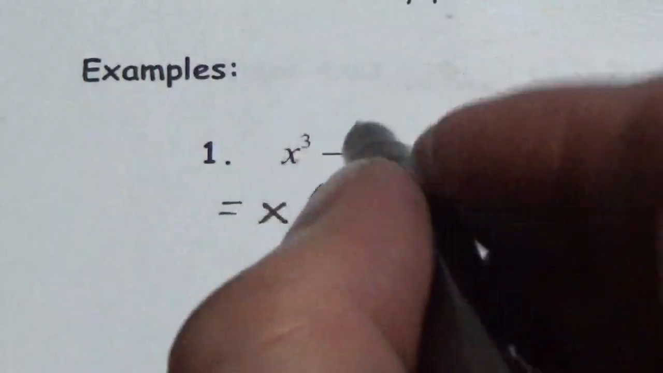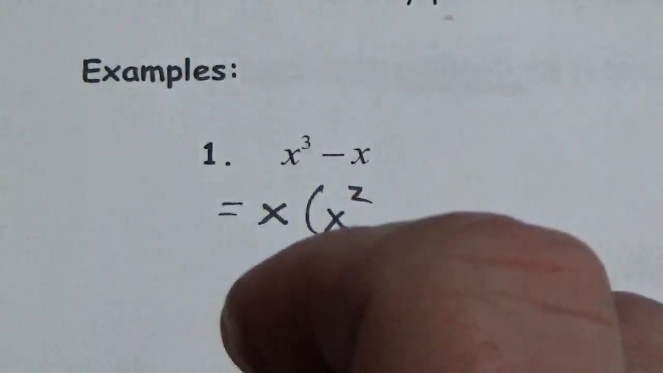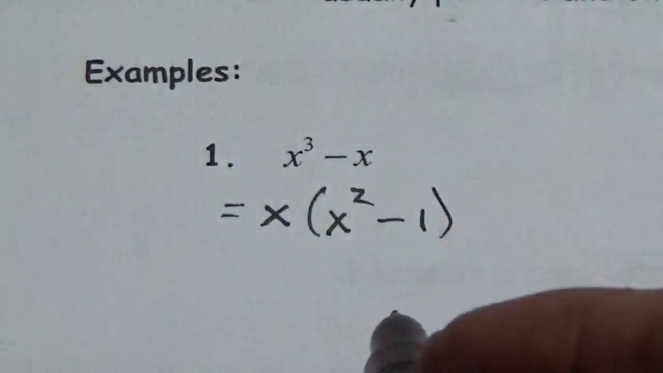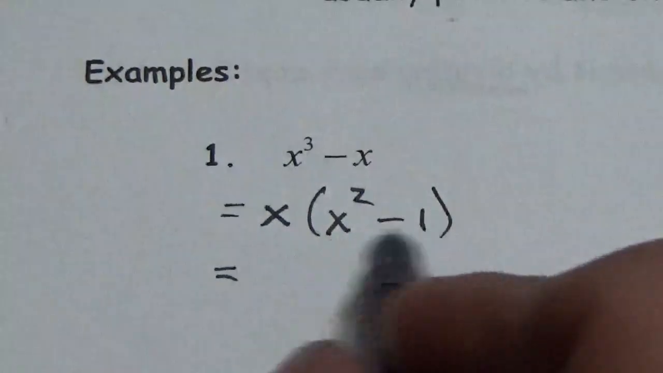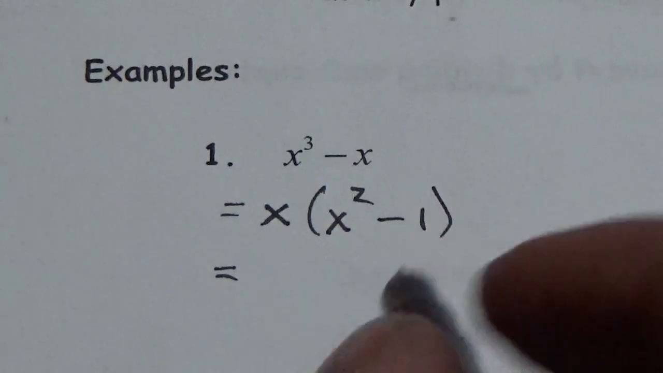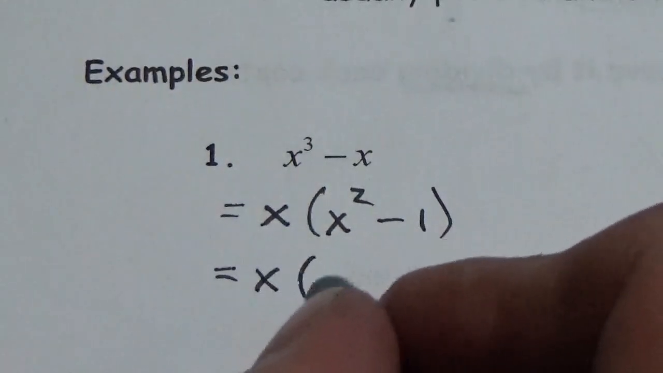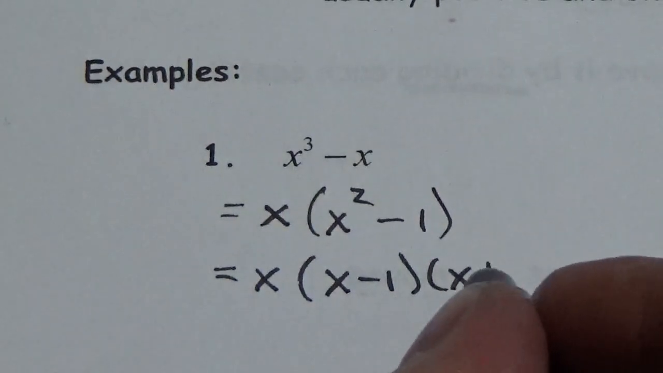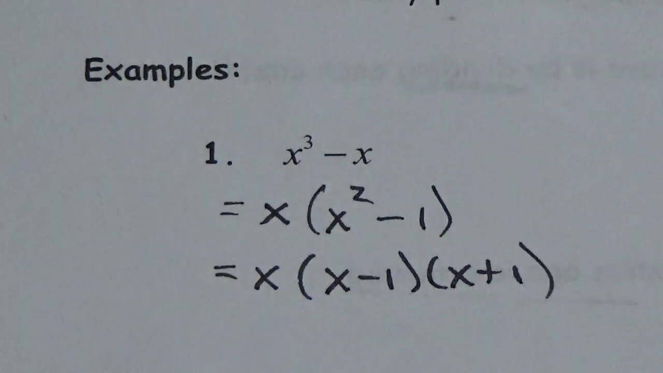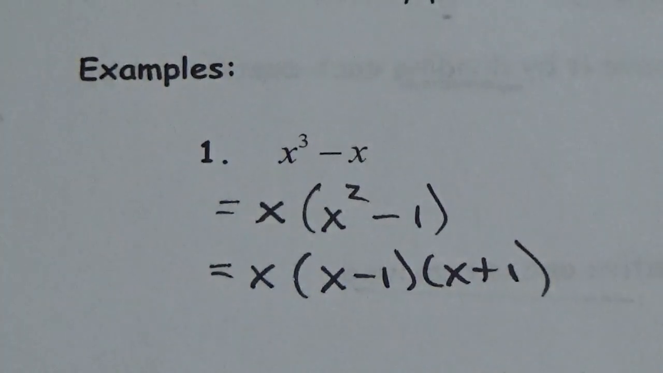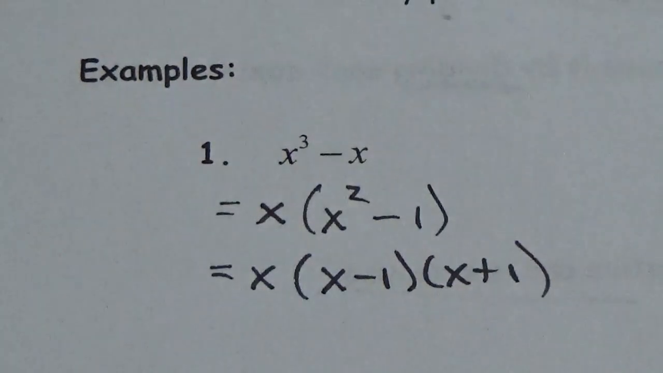x cubed divided by that x is going to be x squared. That negative x divided by that x is going to be minus 1. Now what I'm left with, this x squared minus 1, well, that is a square minus a square. So I can break this apart into its binomial conjugates, x minus 1 multiplied by x plus 1. And there we go. Now I've fully factored that. Okay? So it had a common factor and a difference of squares there. Okay, let's take a look at another one.